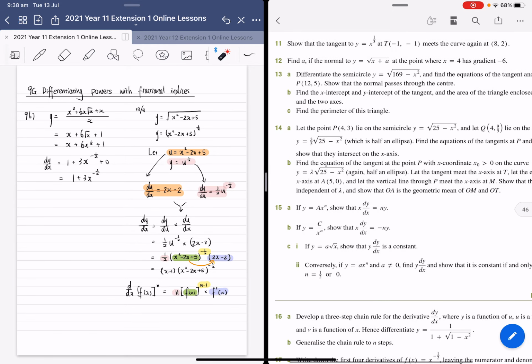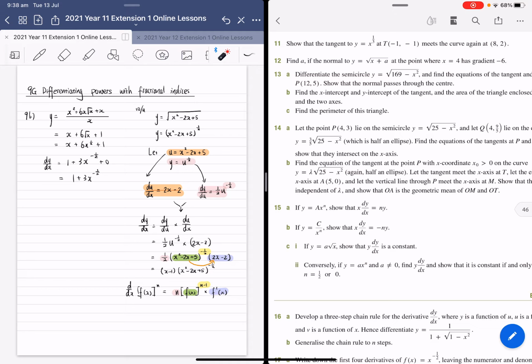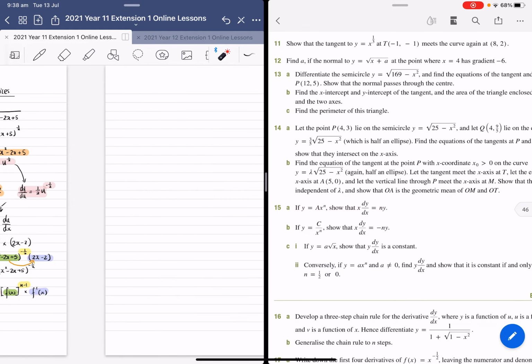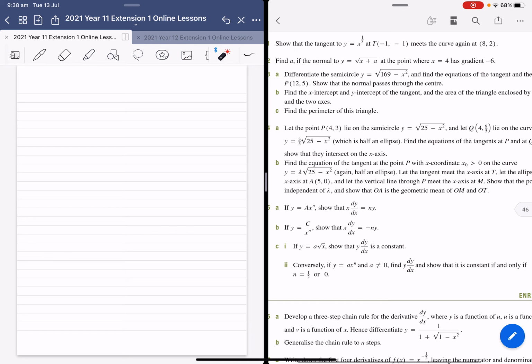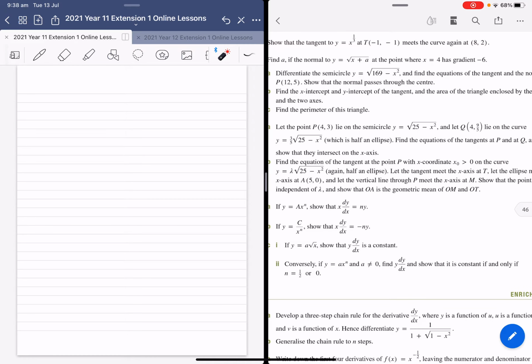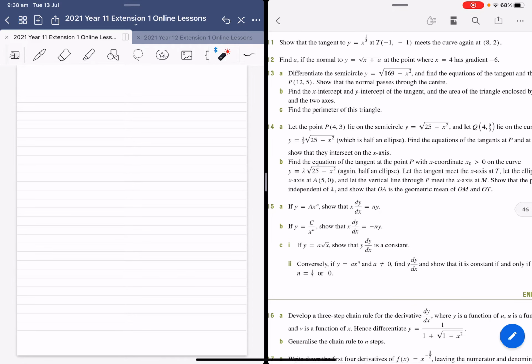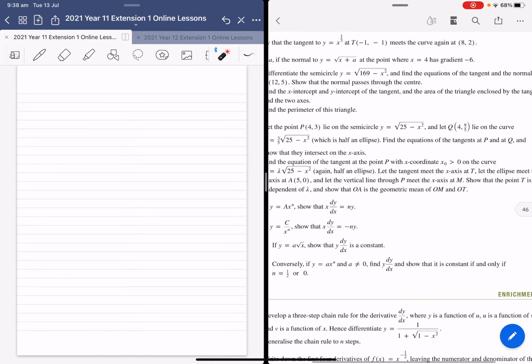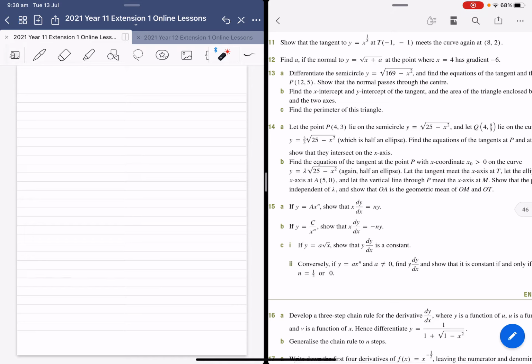Question 14a. Let the point P lie on a semicircle. Let a point Q lie on a curve, which is half of an ellipse. Find the equation of the tangent at P and Q and show that they both intersect on the x-axis. Let's just write down all the information we have. That's obviously the first step when you do the questions: write down all the information. Question 14a.